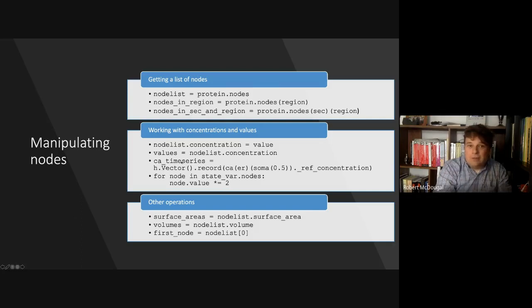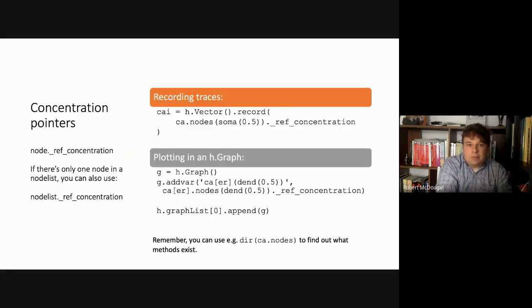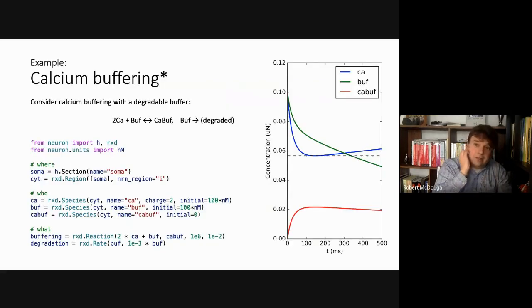But in any case, if I want to record it, so .concentration would tell me the concentration. So ._ref_concentration gives me the concentration pointer, and then I can feed that into a vector record, same as for any other pointer. At the end of the day, they're just pointers. You can grab surface area and volumes and all sorts of fun things like that. Pointers, just throw pointers into things. That's it. All right, so here's an example.